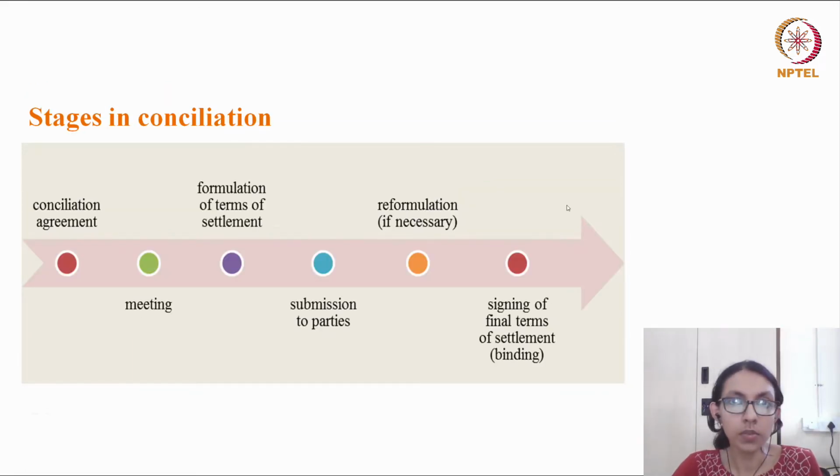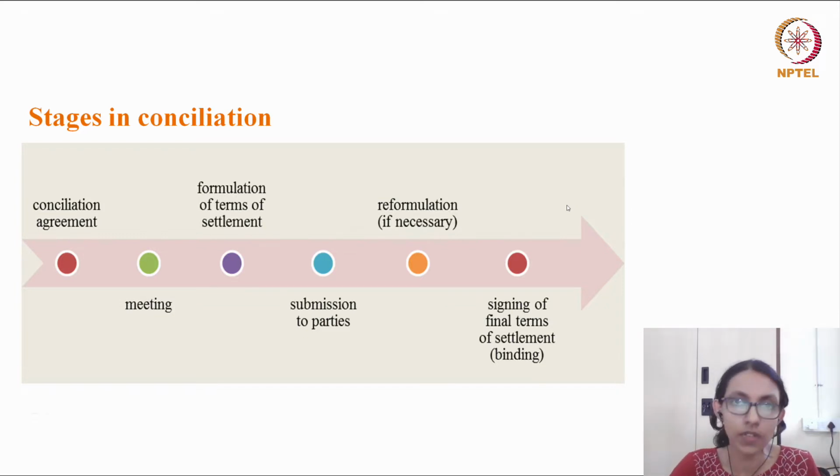We also have conciliation, which is another alternative dispute resolution mechanism involving a neutral third party who helps the parties to arrive at a settlement. The neutral third party in this case is called a conciliator. Like arbitration, the parties enter into an agreement called conciliation agreement, and the conciliator can meet the parties either individually or together. Once the meeting with the conciliator is over, the conciliator formulates terms of settlement and submits it to the parties. The parties can ponder upon it and decide whether they want to adhere to these terms of settlement.